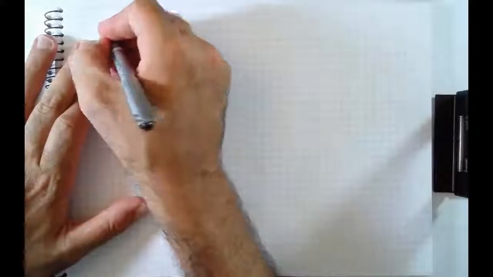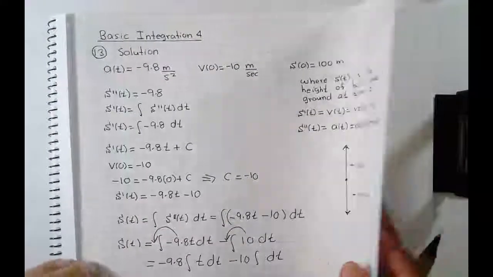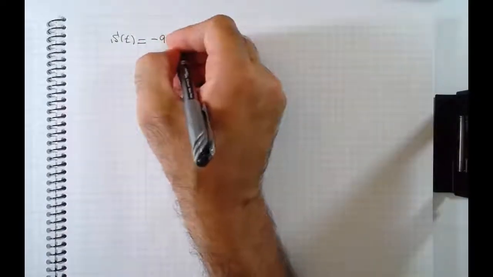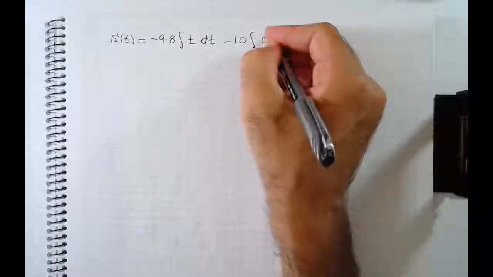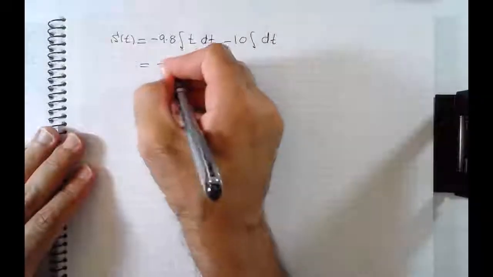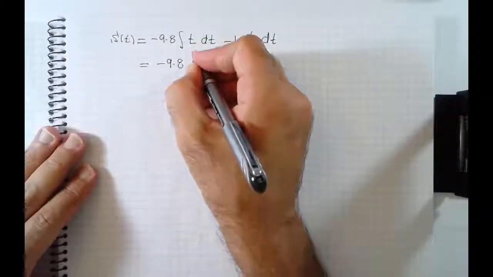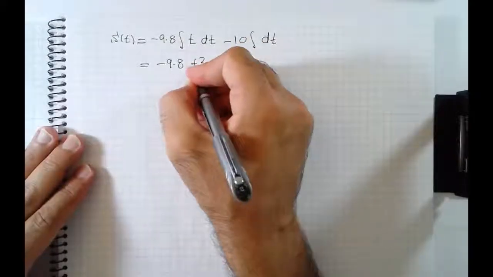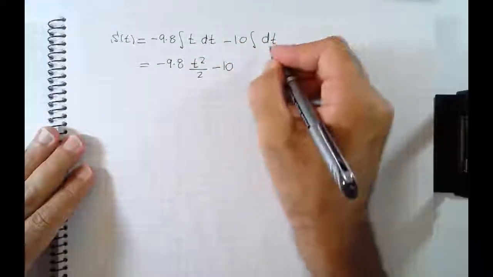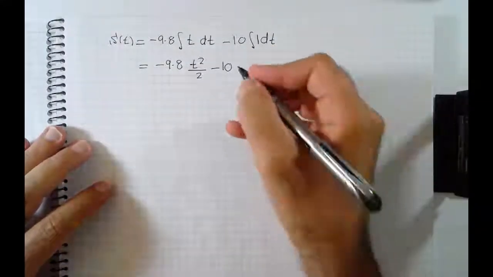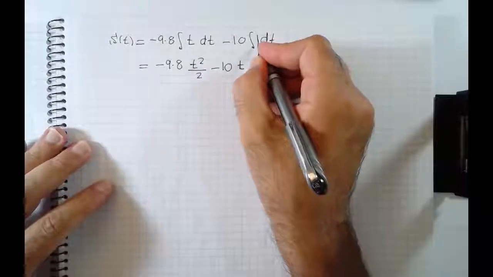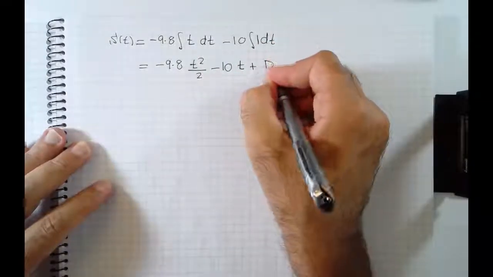So we have s of t is equal to minus 9.8 integral t dt minus 10 integral dt. That's going to be minus 9.8. Integrate t, reverse the power rule, that's t squared over 2. Minus 10 integral dt. You can put a 1 here and ask what is the function whose derivative is 1? That's t. So minus 10t. The derivative of t is 1. Plus another constant, I'll call it d.